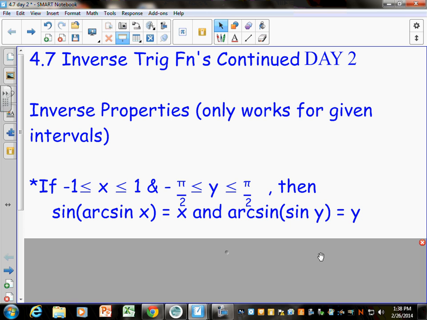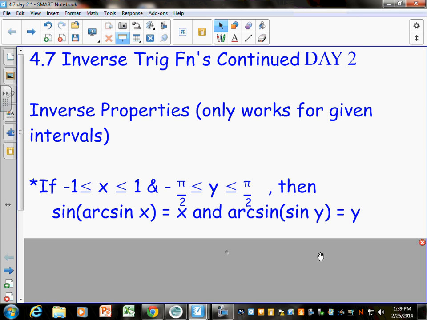Like if you take the square root of something squared, do you agree that those kind of undo each other? If you take the cube root of something cubed, it undoes each other. If you multiply and then divide by the same number, those are all inverse operations. So does it make sense that if you take the sine and then the inverse sine, they would undo each other and you would just get x back? That's all this is saying.